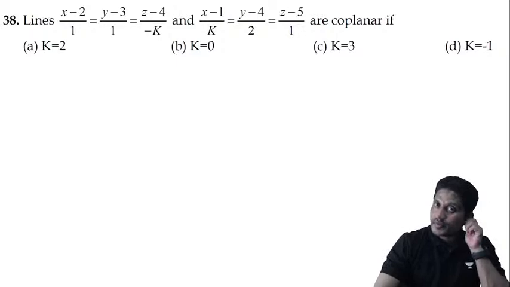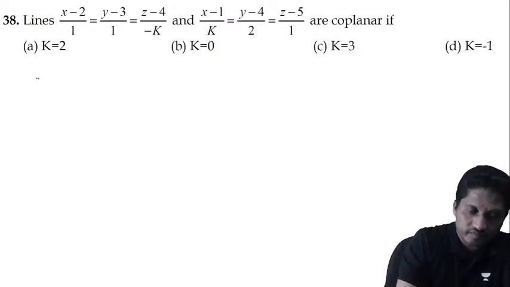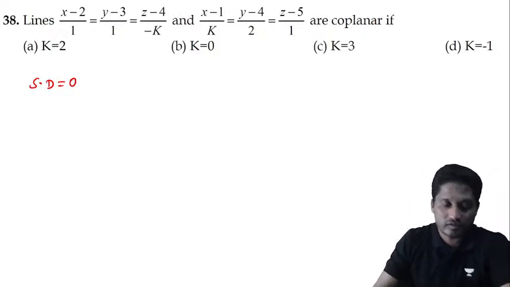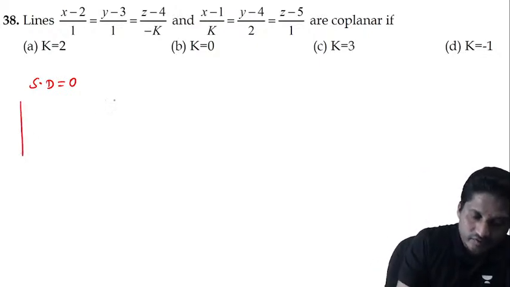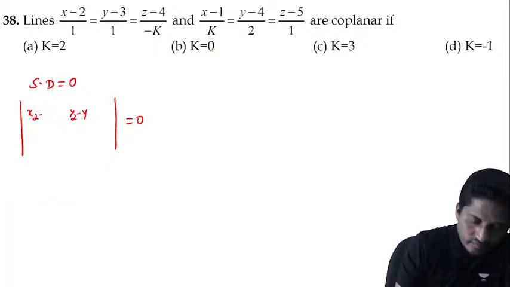Okay, the lines are coplanar. What should be the value of K? See, whenever two lines are coplanar, obviously the shortest distance is equal to 0. Condition for two lines to be coplanar: shortest distance should be equal to 0. So this means that the determinant is equal to 0. x2 minus x1, y2 minus y1 and z2 minus z1.